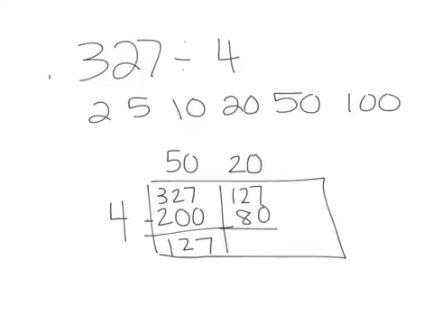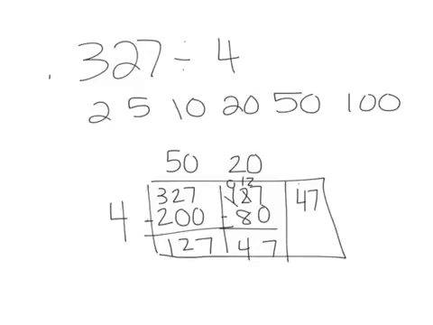And now once the kids get better, they're going to realize that there's more numbers in between 20 and 50 that they can try. But just to keep it easy in the beginning, we just kind of stick with some pretty simple benchmarks. So go ahead and subtract. We still have 47, so we still need to keep going. So we can go through again.